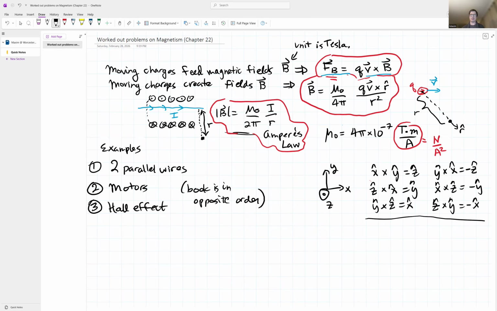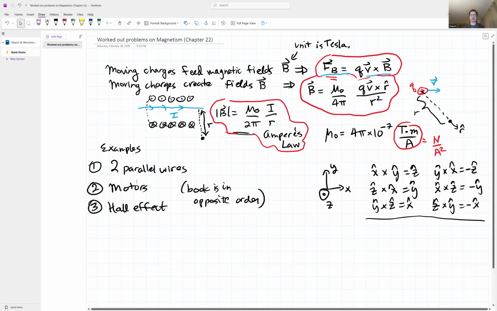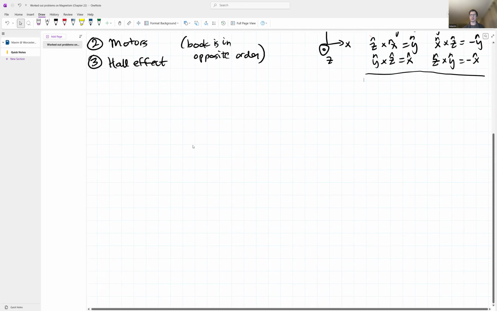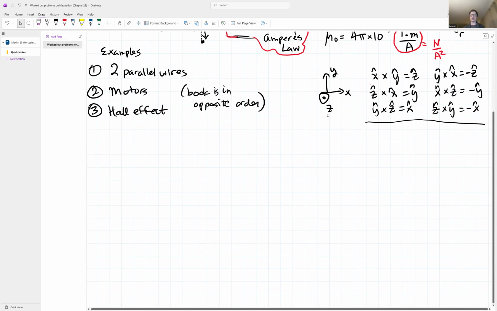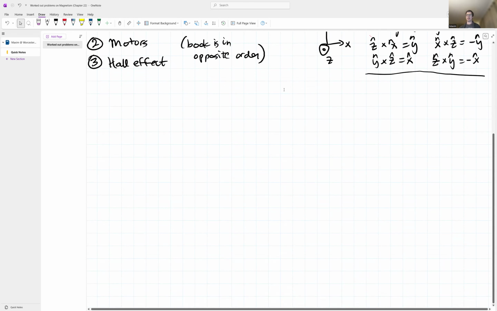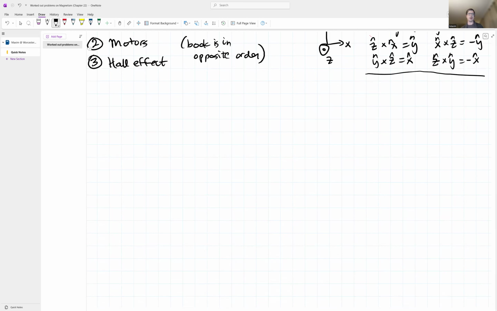Since I am on video, I'm going to use the trick, I think, because it's kind of hard to demonstrate the right hand rule using this notebook. So I'm going to use these. I'll show you how it works. Okay, so let's begin with the two parallel wires. The idea there was you have one wire, another wire, and you have currents going in opposite directions. So I'm going to have current going this way.